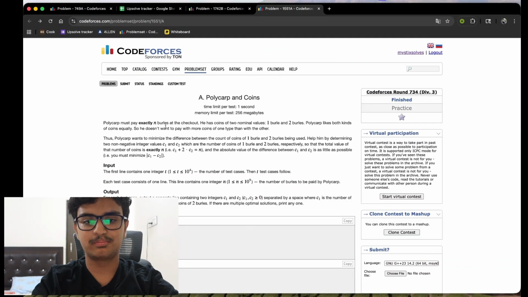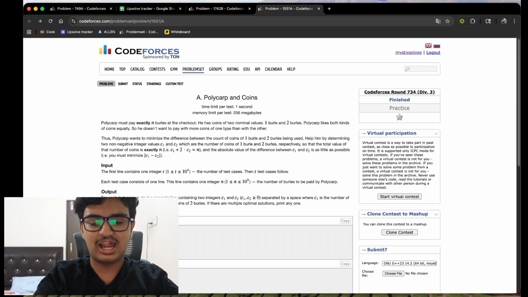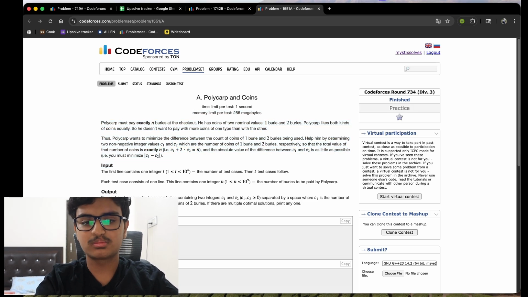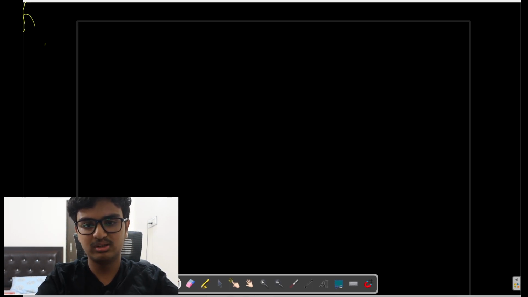So for the first mistake, let's talk about this problem, which is Polycarp and Coins. Polycarp must pay exactly n burles at the checkout. He has coins of two denominations, 1 and 2. He likes both coins equally, so that's not a factor here. Basically we just need to minimize the difference between the counts, so that we can get the value of n here.